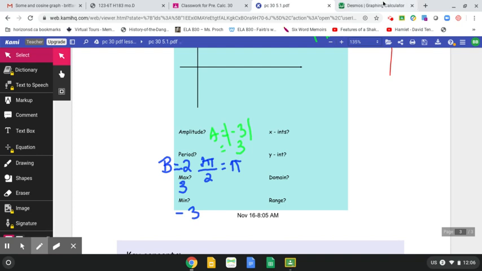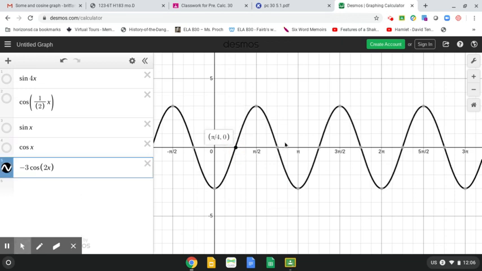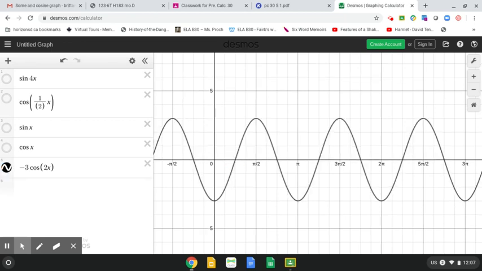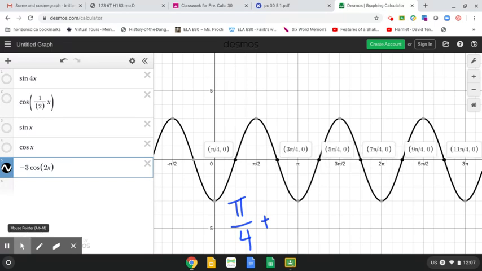X-intercepts is just where it crosses the x-axis. So it crosses at pi over 4, 3 pi over 4, 5 pi over 4, 7 pi over 4, 9 pi over 4. So you should be able to see a little bit of a pattern there, right? So it's pi over 4, basically pi over 4 plus, and that repeats forever.